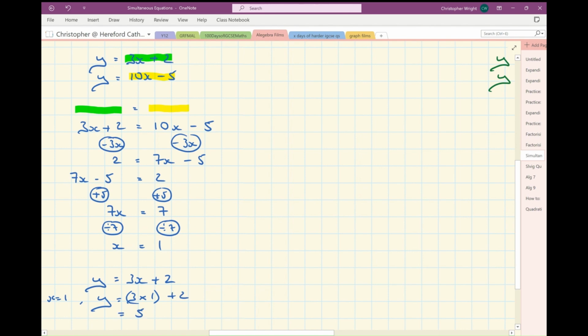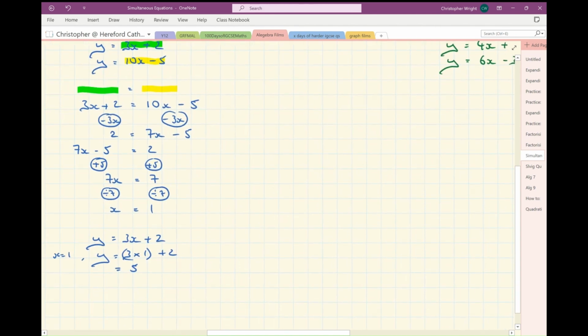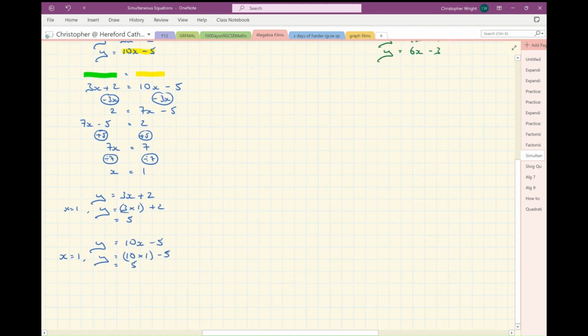I'm going to check that by substituting x equals 1 into the second equation as well, and hoping that I get the same answer for y. So if x is 1, the second equation tells me that y is 10 times x minus 5, which lo and behold is 5 as well. So I can now write down my answer, which is x equals 1 and y equals 5.